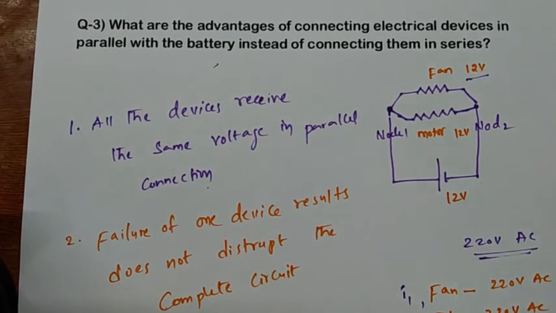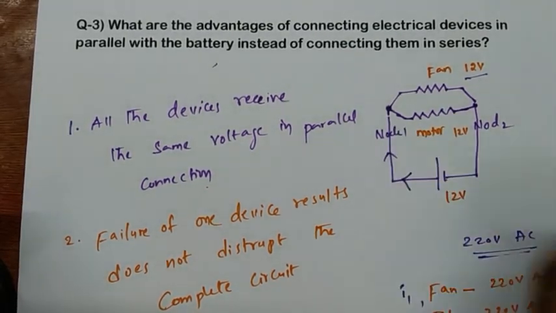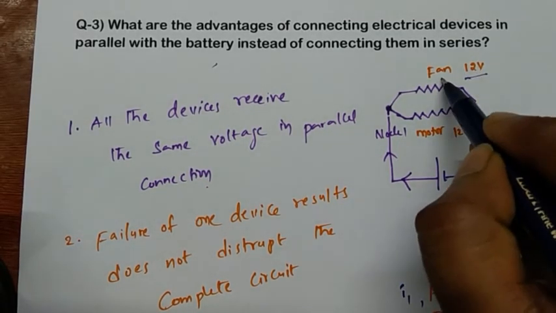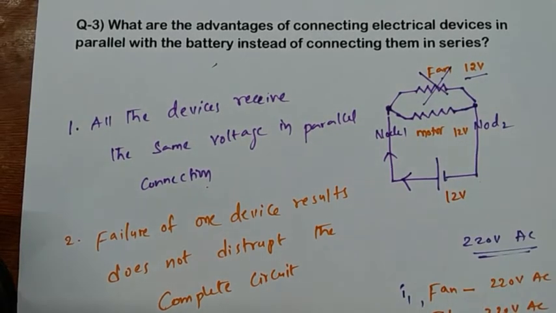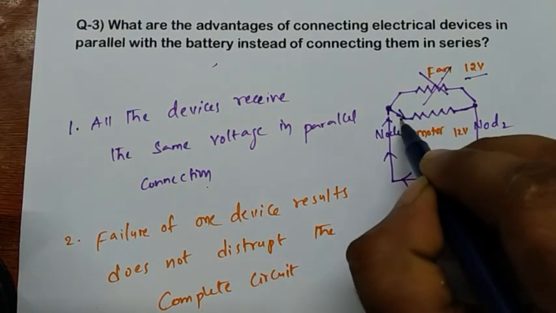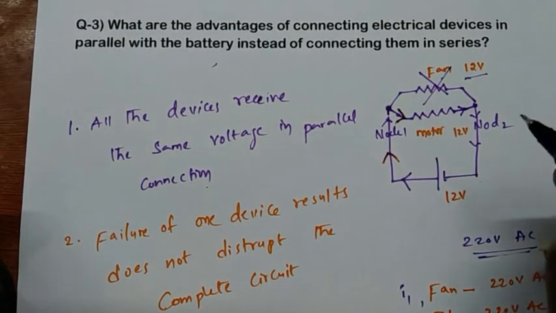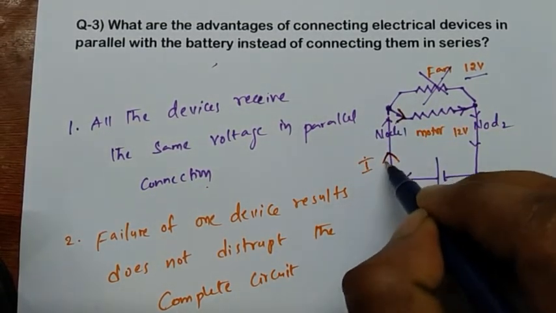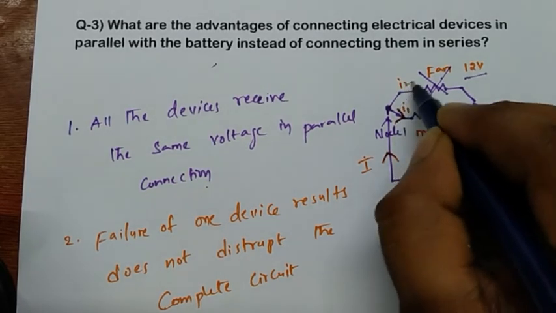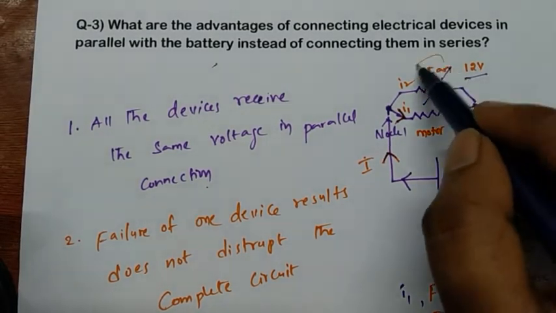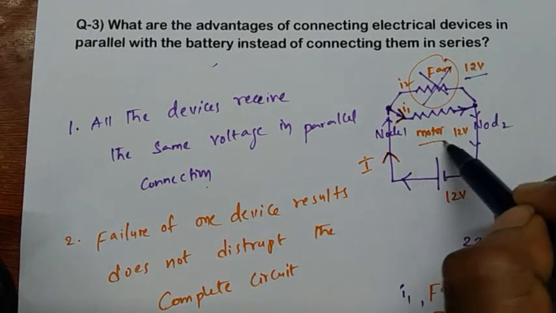For example, here the current flows in this direction. Suppose the fan is damaged and not working, but still the current can flow in this other path. The initial current I is divided into two paths, I1 and I2. So if one path is broken, the current can still flow in the other. That means though the fan is not working, the motor will work.